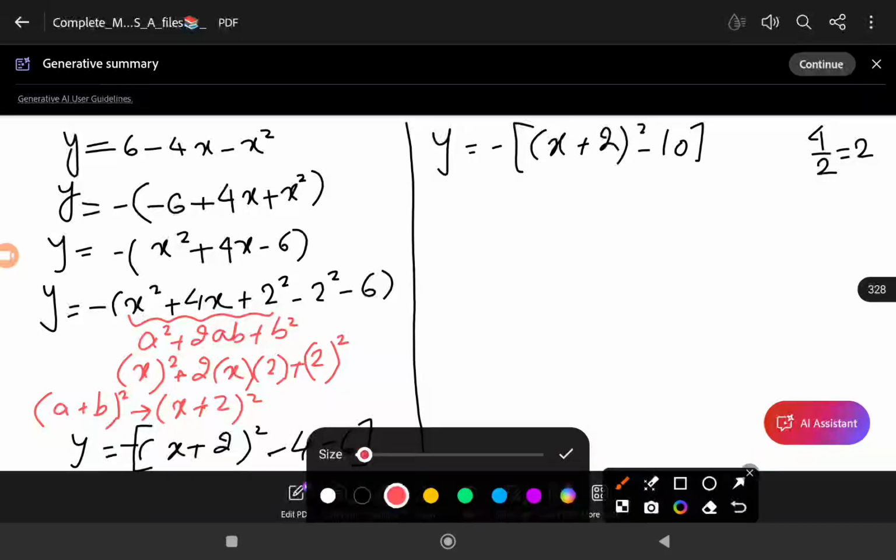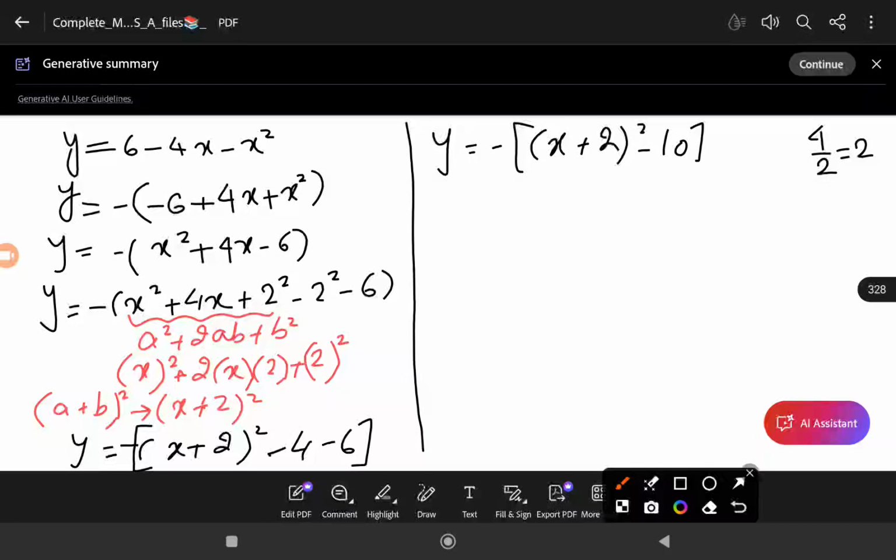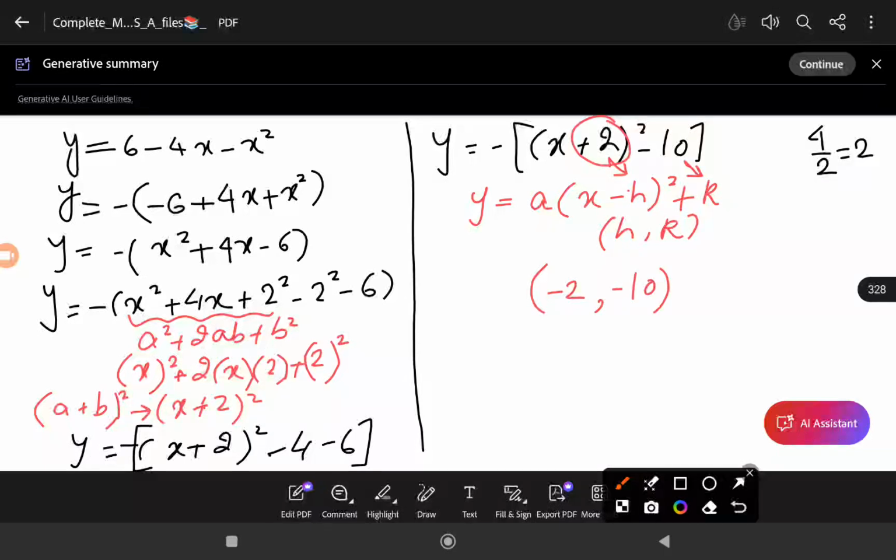The standard form of the quadratic equation for getting the turning point is y equals a bracket x minus h whole square plus k. So you can see that h and k give the turning point. Here h is 2 and k is negative 10. In the standard form it is x minus h, but here it is plus 2, so h is actually negative 2. So the turning point is negative 2 and negative 10. Always keep in mind, if there is a positive sign here, you should change it into the negative sign. If you get a negative sign here, that's okay.